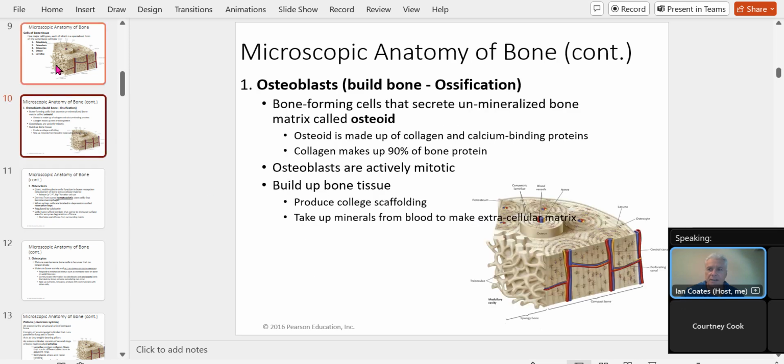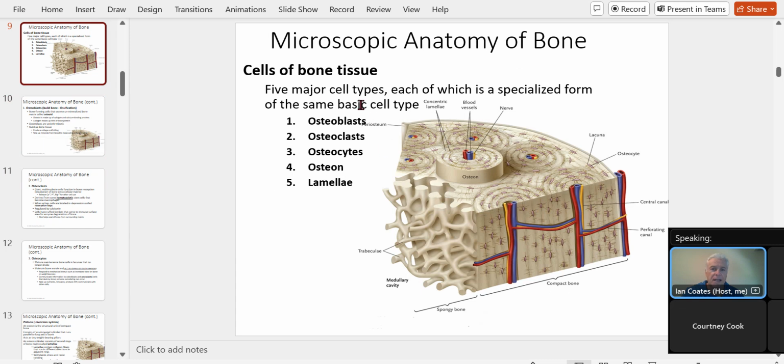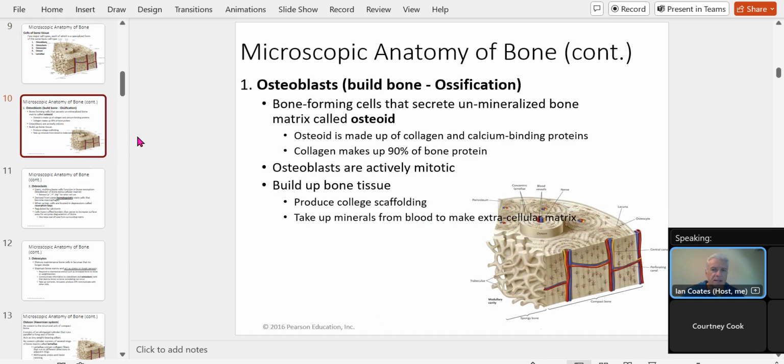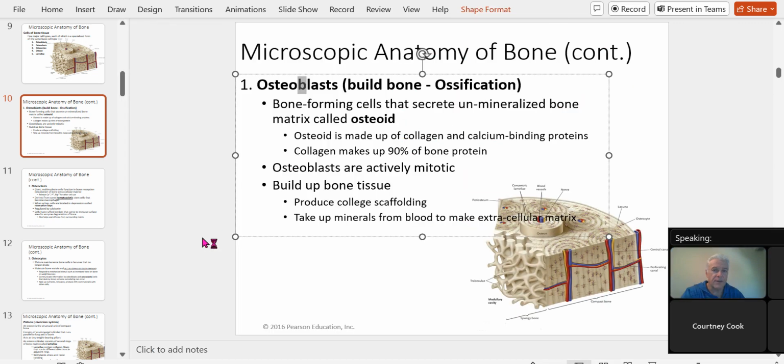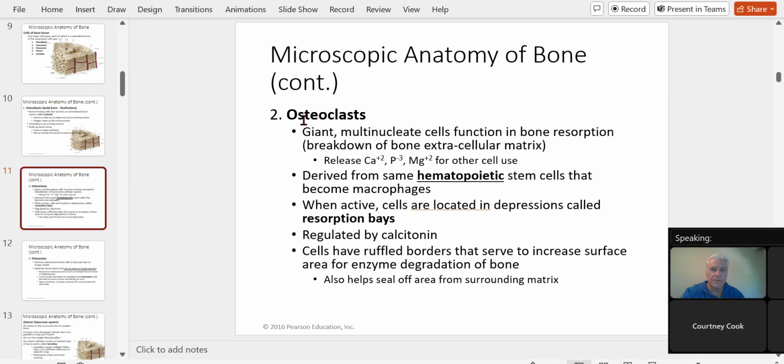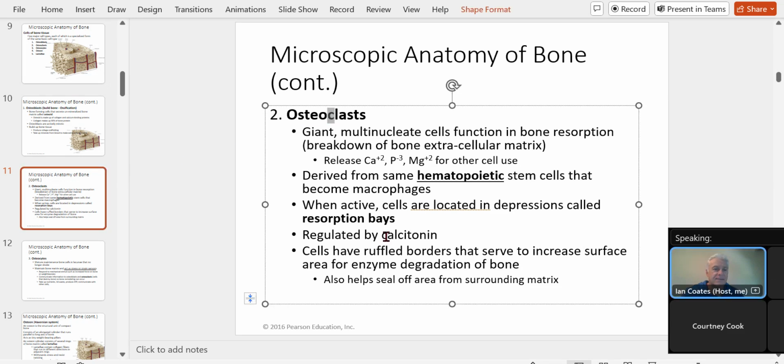Just going back into what we were looking at, we're looking at the 5 different kinds of bone tissue that I want you guys to know. There's osteoblasts with a B. They build bone. Okay. Osteoclasts. Okay. These ones here degrade bone. Osteoblasts with a B build it.